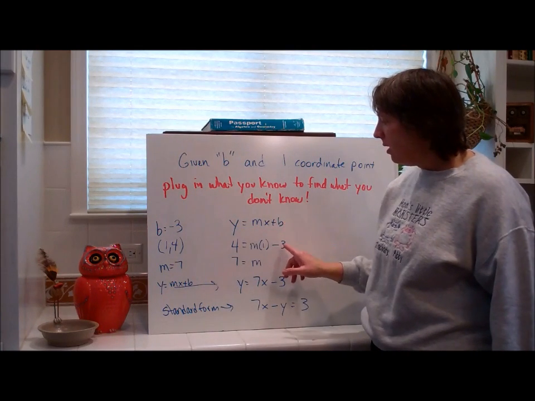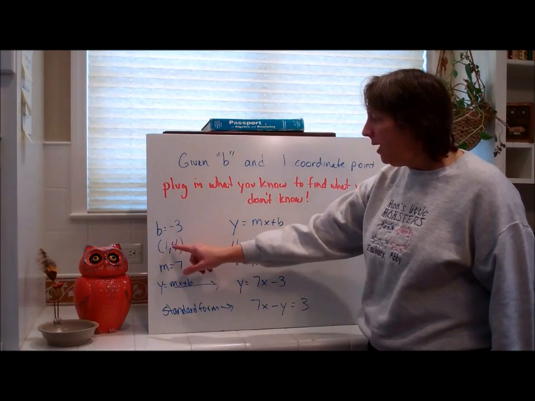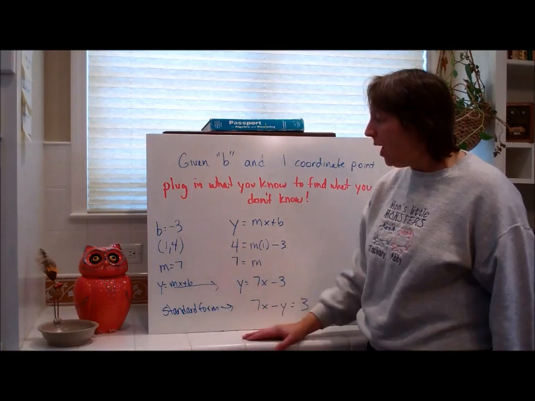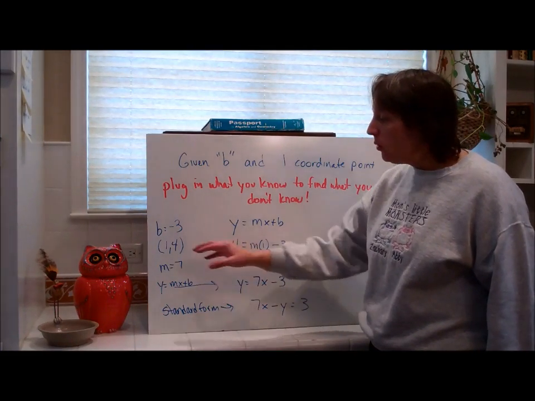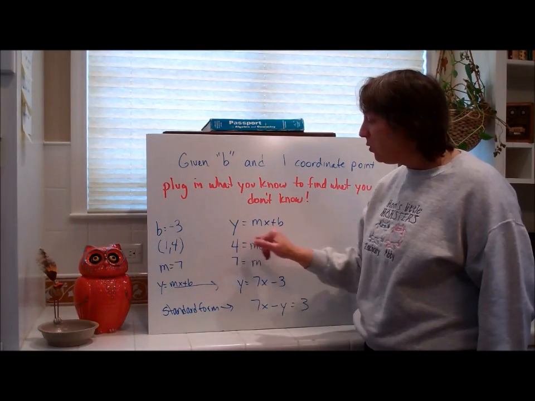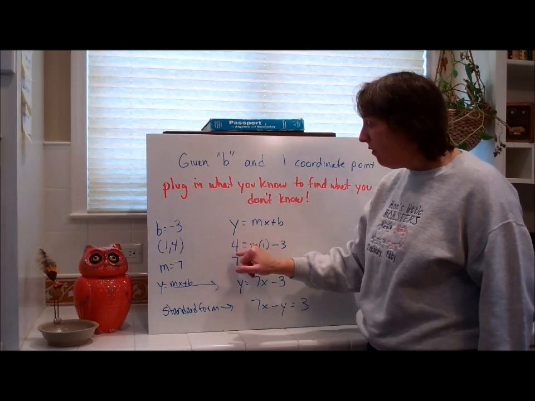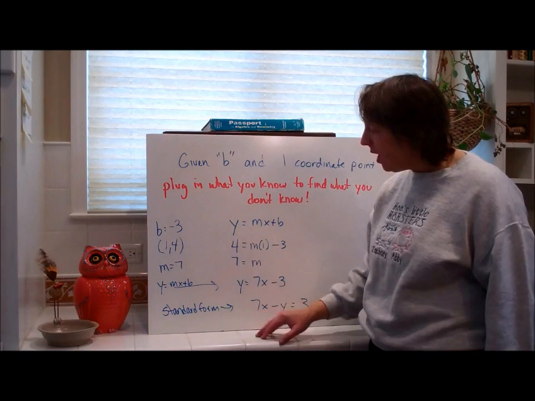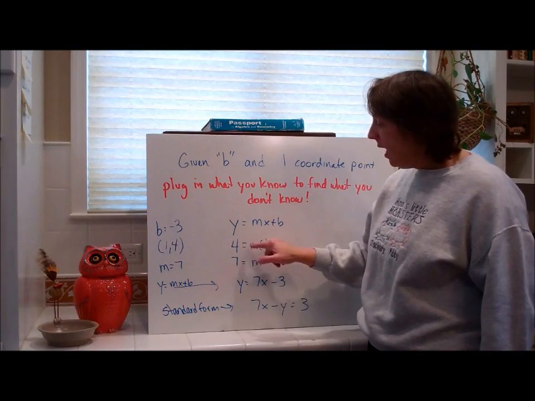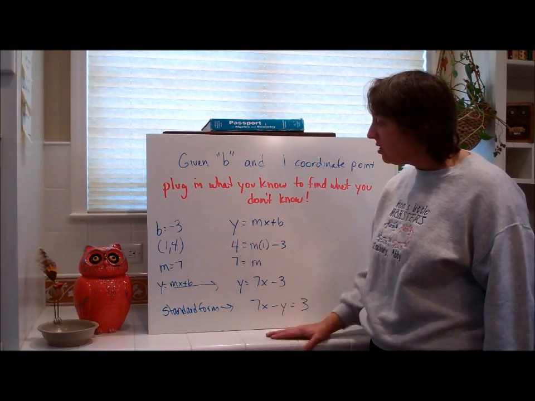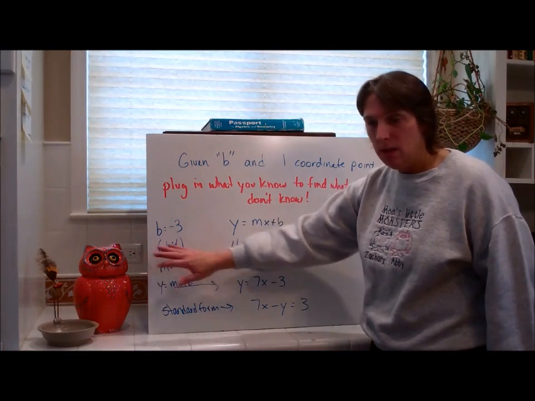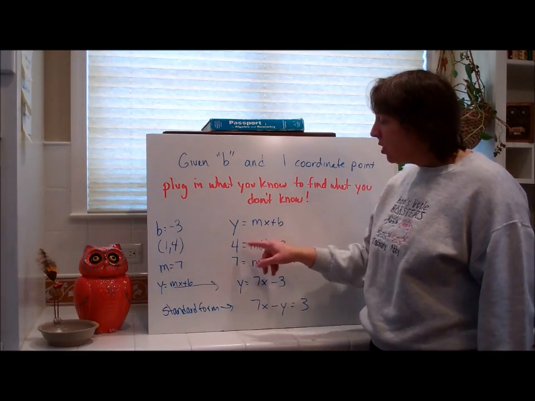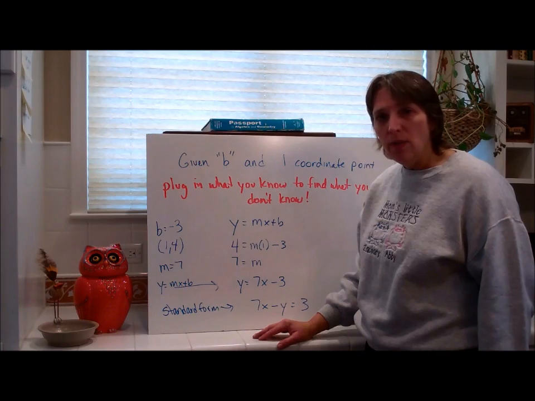So I plug in -3 for b, and when x is 1, y is 4. So I'm going to replace the values of x and y with 4 for y and 1 for x. And I'm left with m. m is the slope that I don't have yet.